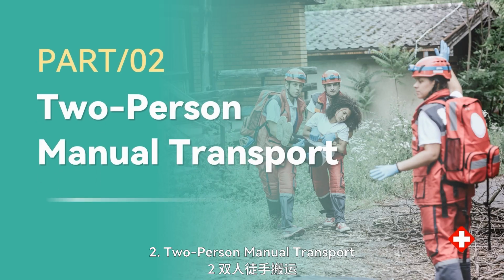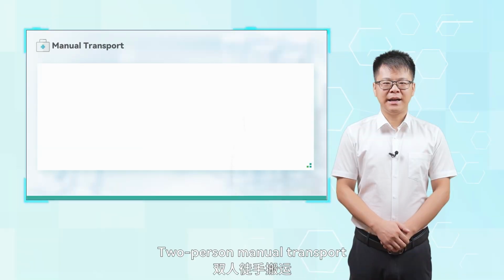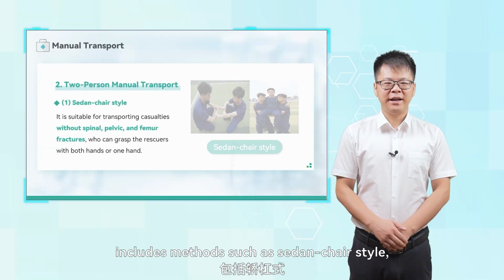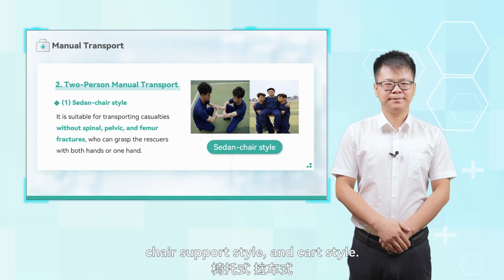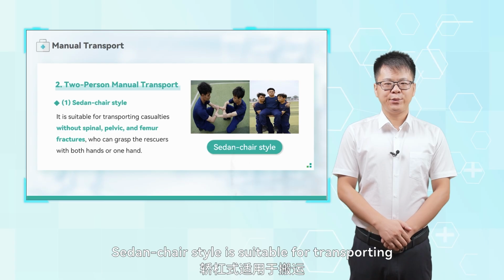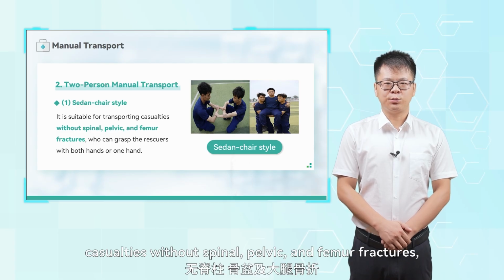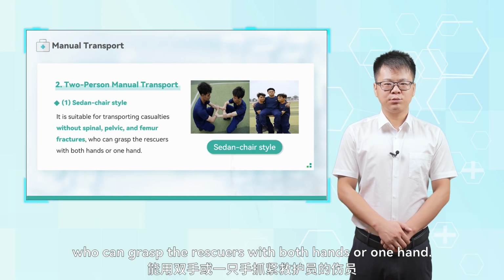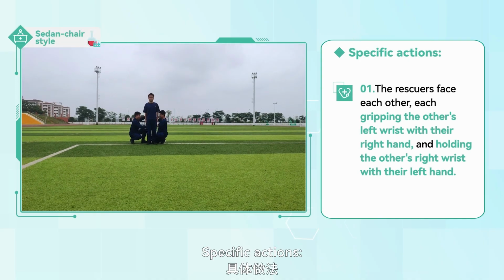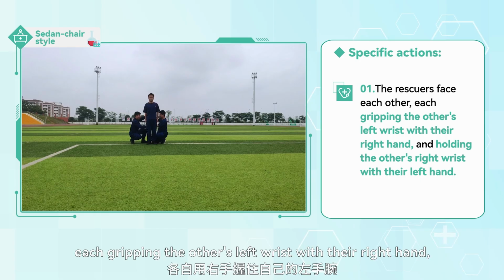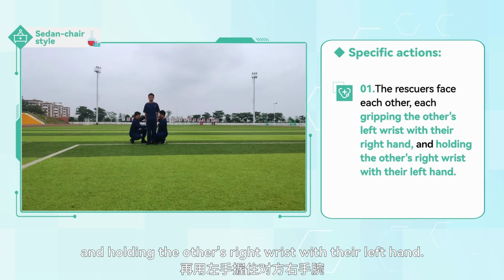2. Two-person manual transport. Two-person manual transport includes methods such as sedan chair style, chair support style, and cart style. Sedan chair style is suitable for transporting casualties without spinal, pelvic, and femur fractures, who can grasp the rescuers with both hands or one hand. Specific actions. 1. The rescuers face each other, each gripping the other's left wrist with their right hand, and holding the other's right wrist with their left hand.